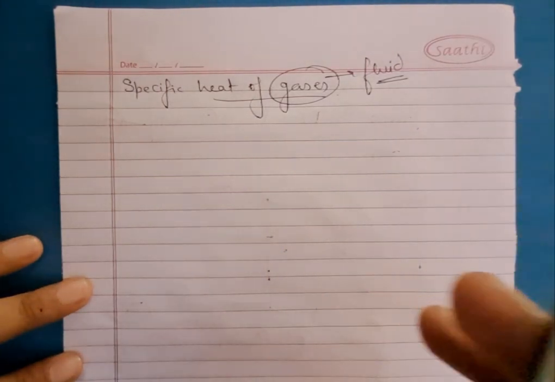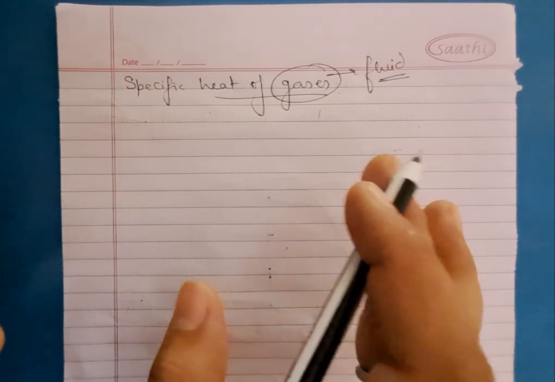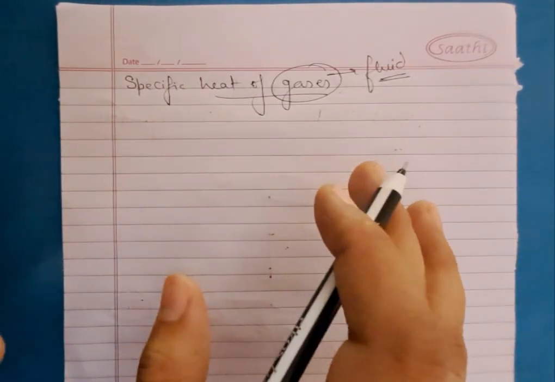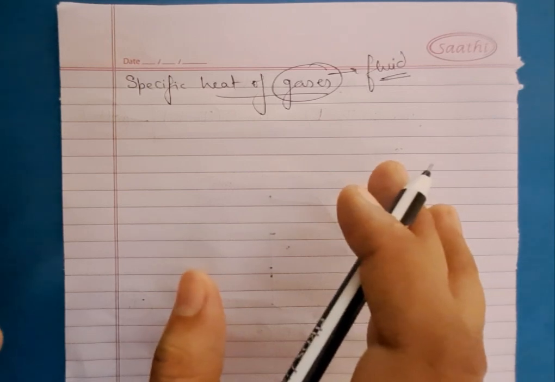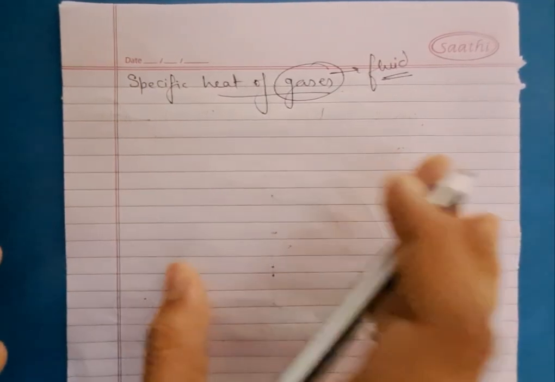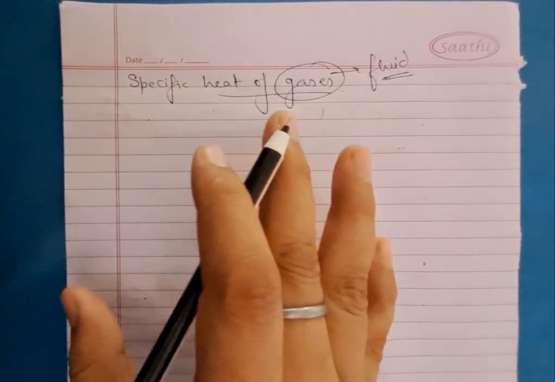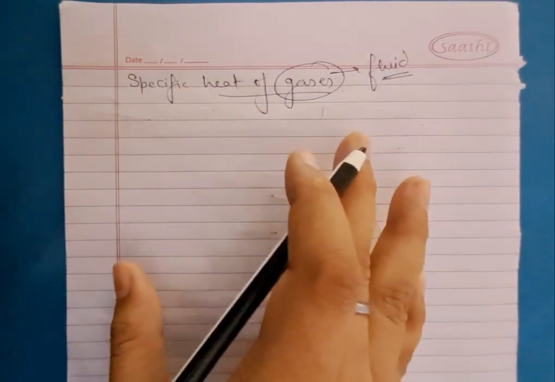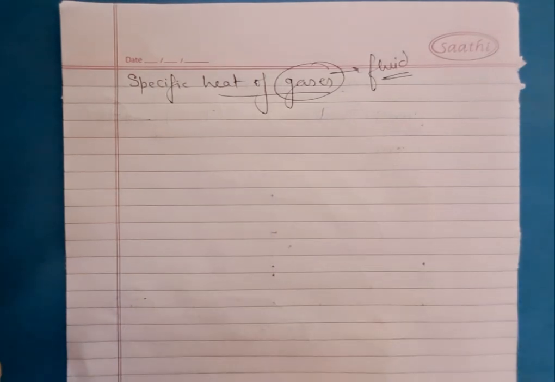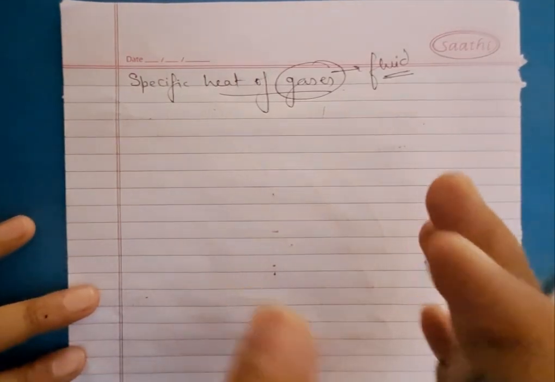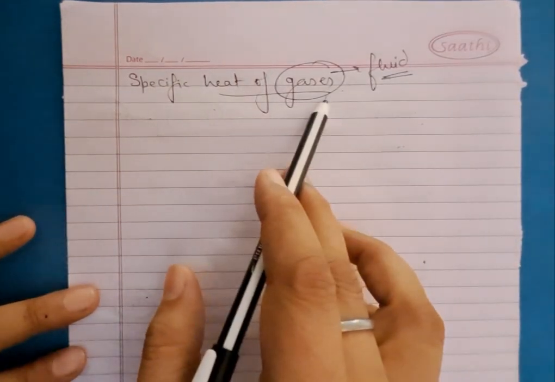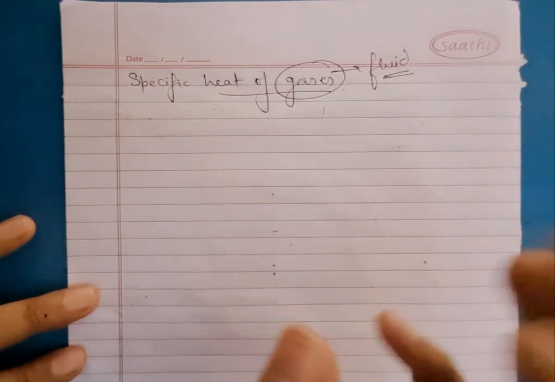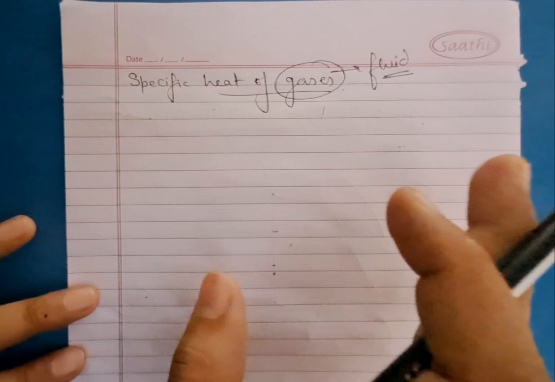Before this, we just understood the video on calorimetry: how it works and on what factors it depends. That is, it depends on the heat lost and heat gained. That's the basic principle of calorimetry. But gases are also considered to be fluids, so we will now discuss the specific heat and terms related to gases also.